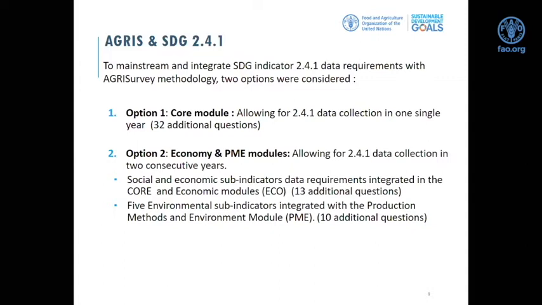So the complete report of 2.4.1, the table with all information, the 11 indicators in this case, will have two different reference years: one year for some indicators, another year for the other indicators. We're talking about a survey that is developed mainly in terms of crop season results. This is not a big issue, considering that sustainability is also more or less stable and does not change so rapidly from one year to the next. So those are the two options that were developed for using AGRIS to produce the 2.4.1 indicator.